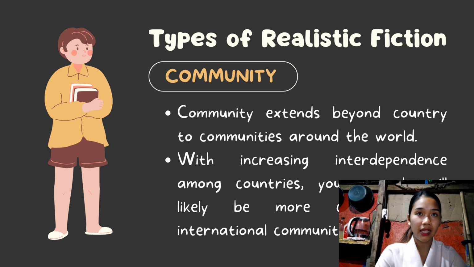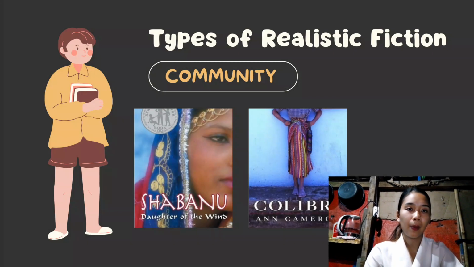And what do we mean by that? In international interdependence, stories reflect how global connections shape young people's identities, preparing them for a future of cross-cultural collaboration and shared responsibility. And these are also examples of community featured in realistic fiction: The Shabano, The Daughter of the Winds, and The Colibri, written by Anne Cameron.